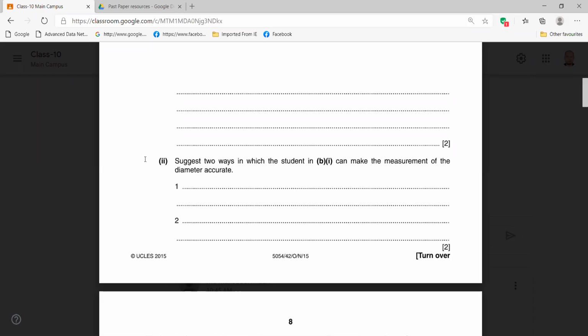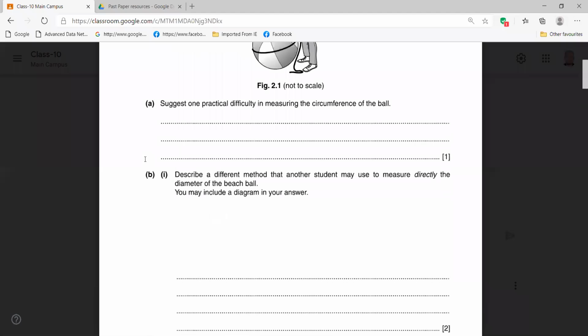You wrote the date. Yes, sir. After writing the date, you write the paper variant number. October November 2015. Then Paper 4 variant 2, November 2015.